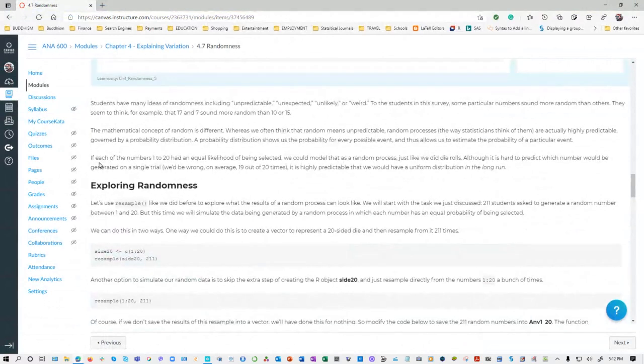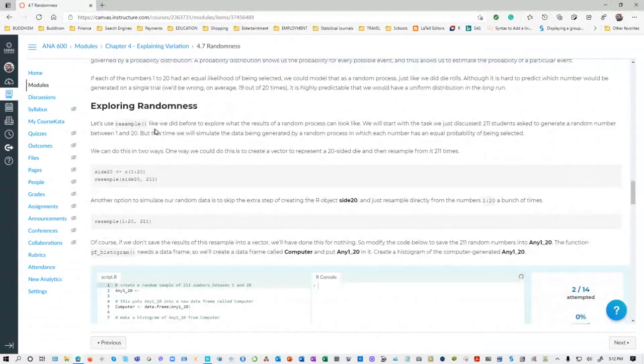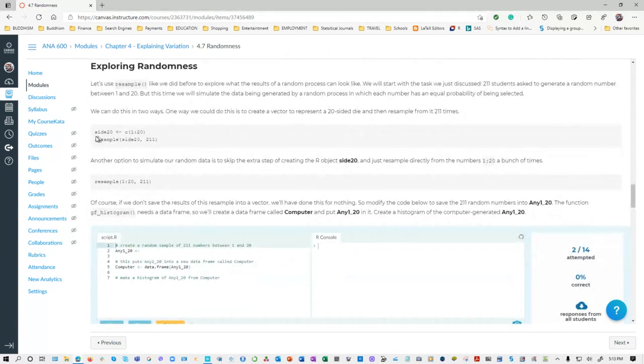So now, exploring the randomness, let us resample like we did before to explore what the results of a random process can look like. We will start the task we just discussed: 211 students asked to generate a random number between 1 and 20. But this time we will simulate the data being generated by a random process in which each number has an equal probability of being selected. You have the numbers 1 to 20, side 20, and you're going to do 211 draws and resample it.